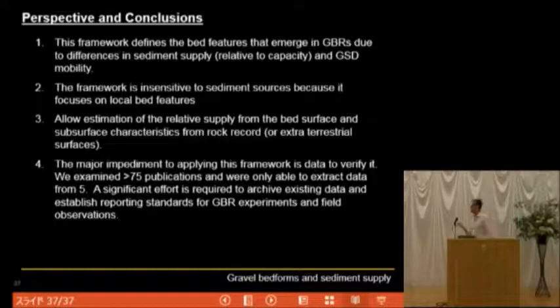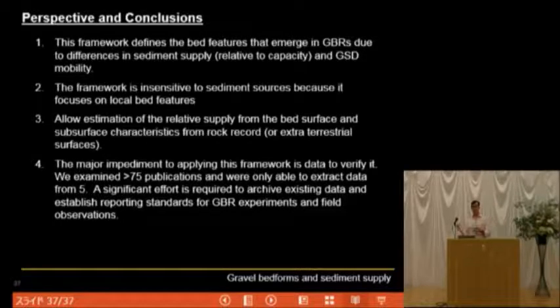The final thing I just wanted to say is that a major impediment to developing this framework and to applying this framework was that we didn't have a lot of data to verify it, right? We went through 75 to 100 publications and only 5 of them had enough data for us to put on our diagram. And of course, that makes a lot of sense, right?